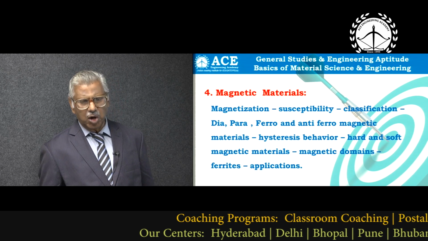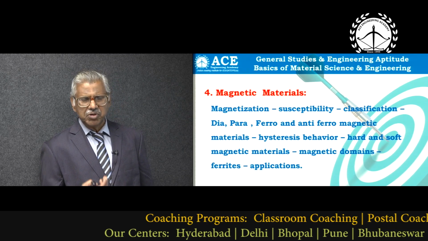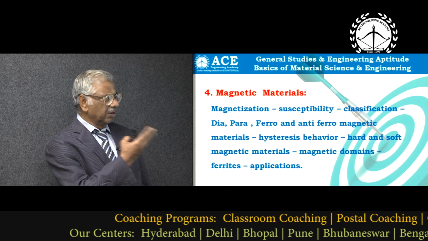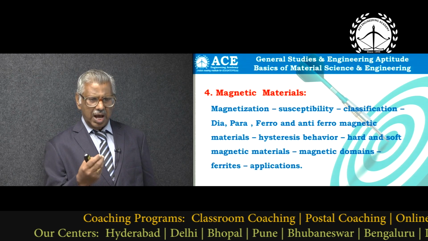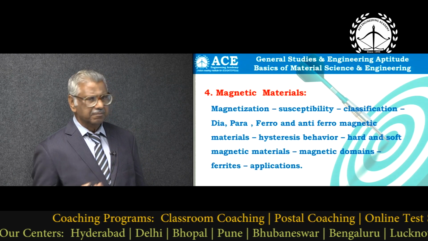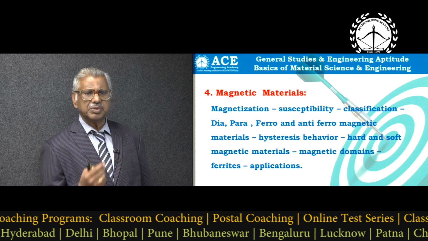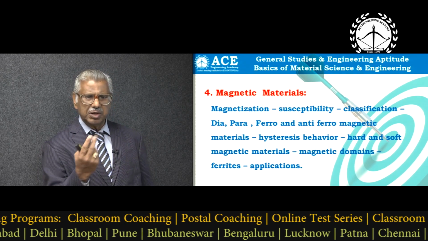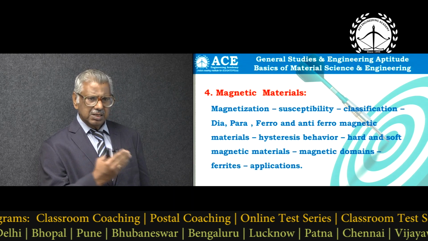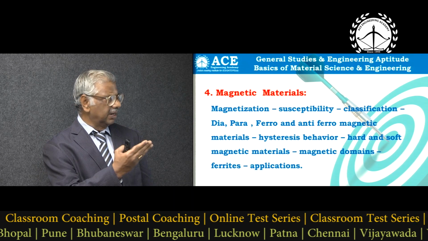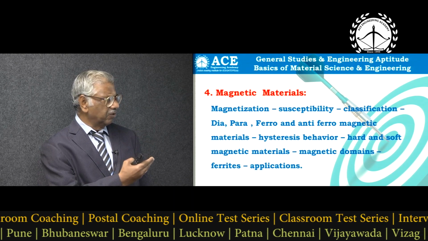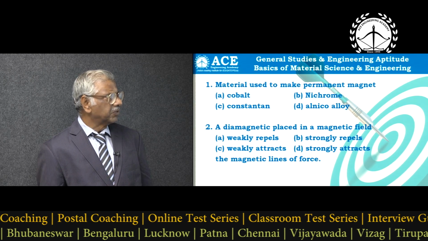So you have to know how you characterize these things actually. We do it by the phenomenon called magnetization. Another parameter is the susceptibility. Then we classify these things based upon the susceptibility value, as you know, dia, para, ferro, etc. And again we distinguish them as hard and soft materials, and of course their applications.